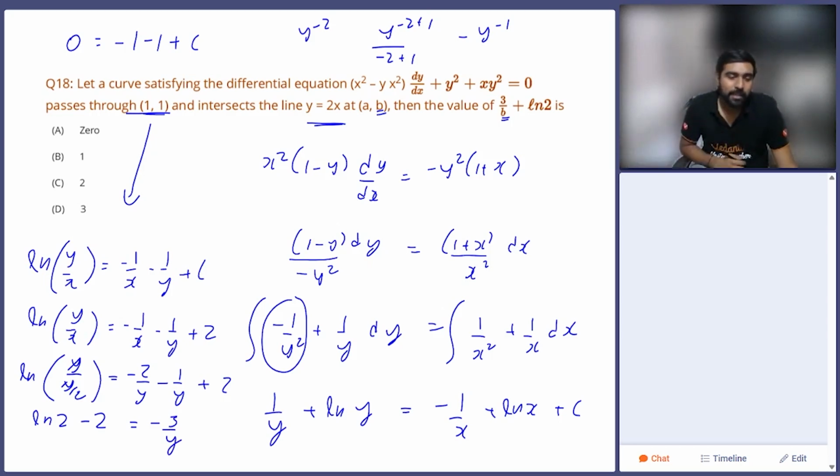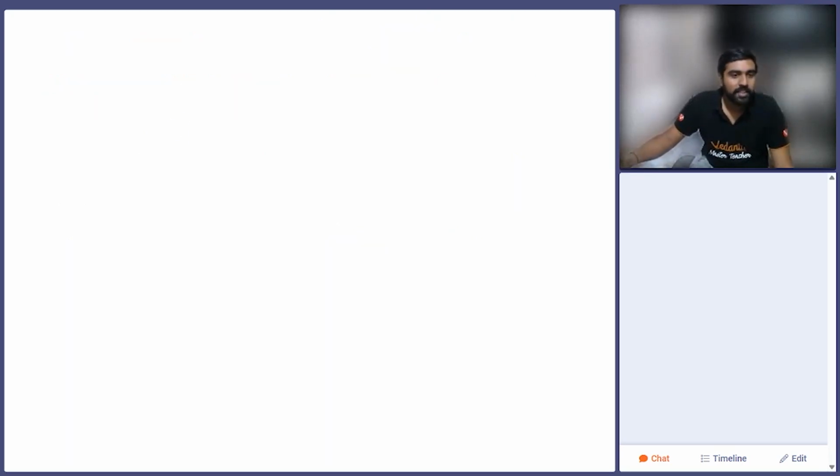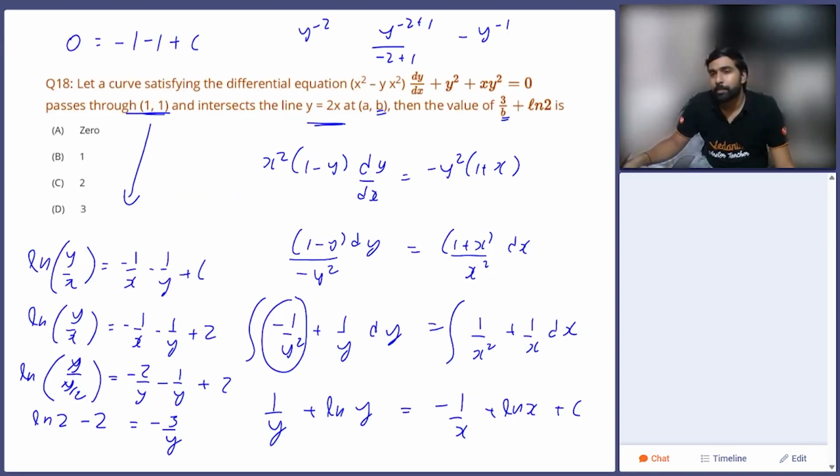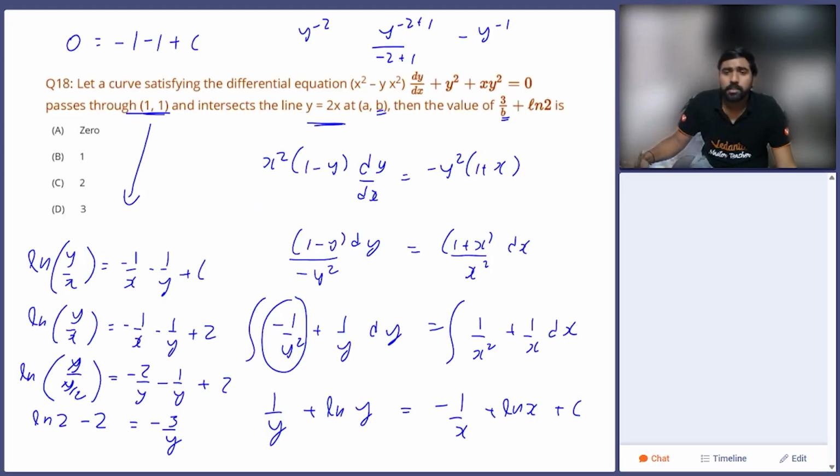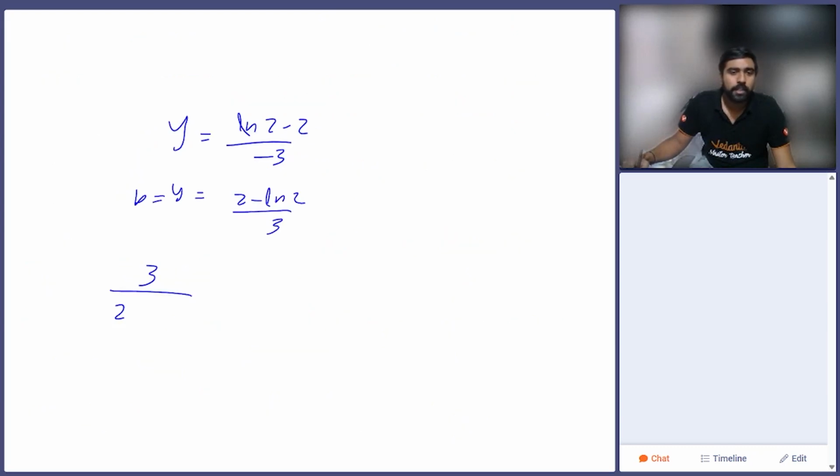So I can say y is equal to what? y will be 3 upon 2 minus ln 2. So what is the value of the y coordinate of the point of intersection? y will be ln 2 minus 2 divided by minus 3, which is 2 minus ln 2 upon 3. So we have 3 upon b plus ln 2. Over here, this is the value of b, the point of intersection. So 3 upon, what have we been asked? 3 divided by the value of b.